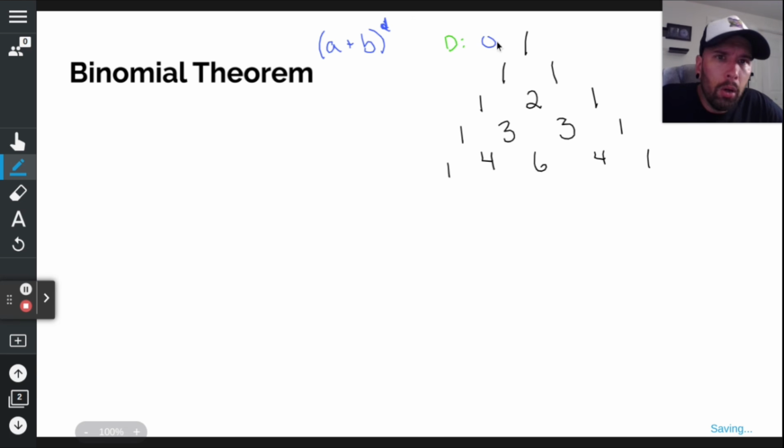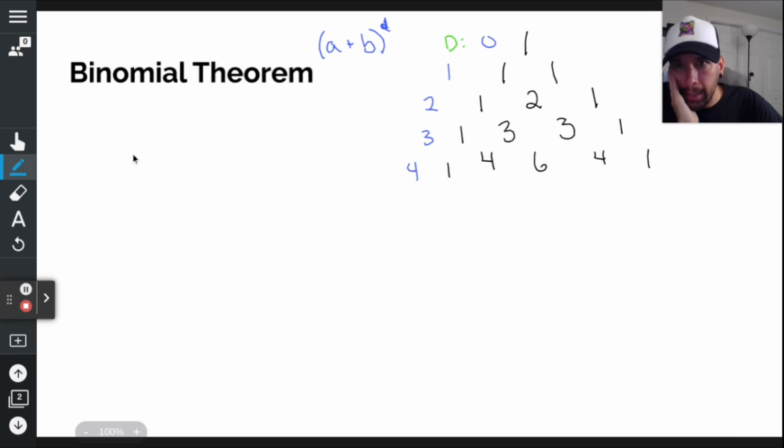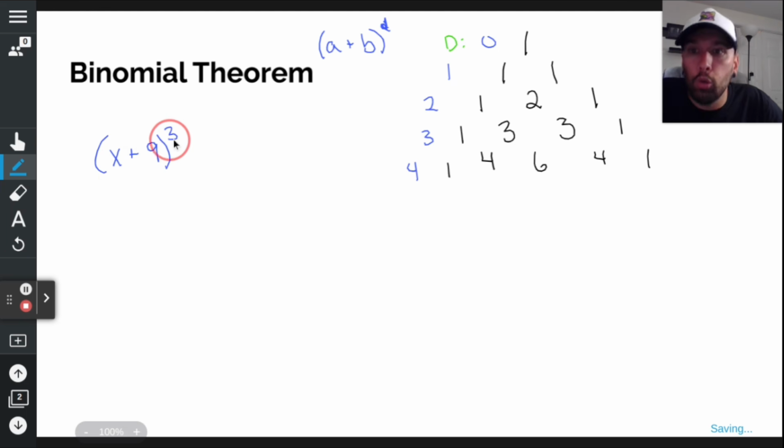If the d is 0, you're going to use this row, and we would never use that one. If the degree was 1, we would use this row, in other words, a plus b. We would use this for degree 2. We would use this for degree 3. We would use this for degree 4. Now, what this looks like is if I were to give you an example like x plus 9 cubed, okay? That's going to follow that row right there.